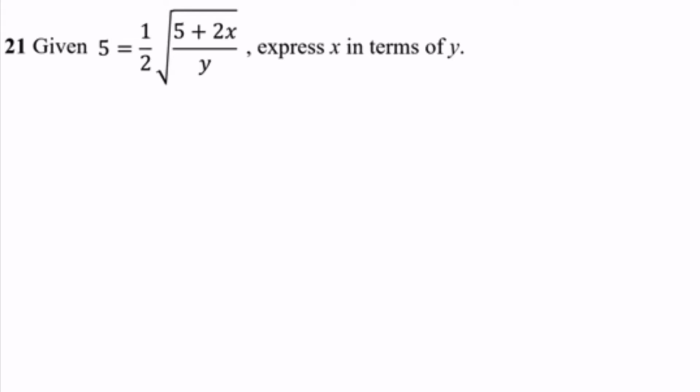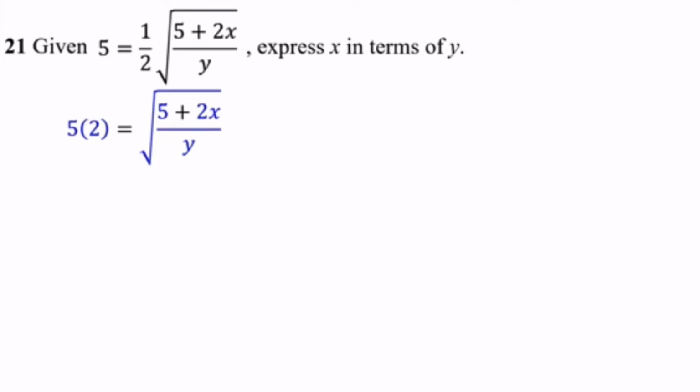Hello guys, today we will solve objective question number 21. Given 5 equal to 1 over 2 square root of 5 plus 2x over y, express x in terms of y. So what does it mean by x in terms of y? When you see this question, there is a square root. So how do we get rid of the square root? We need to square both sides. Alright, so we are going to square both sides.